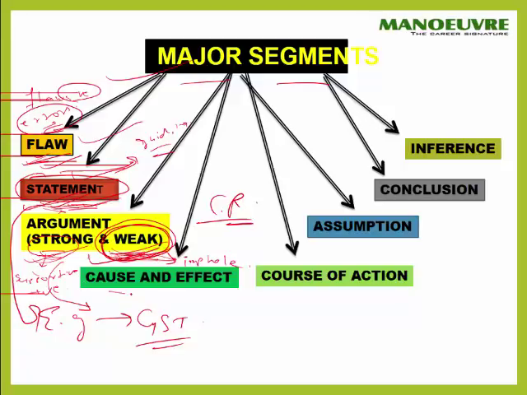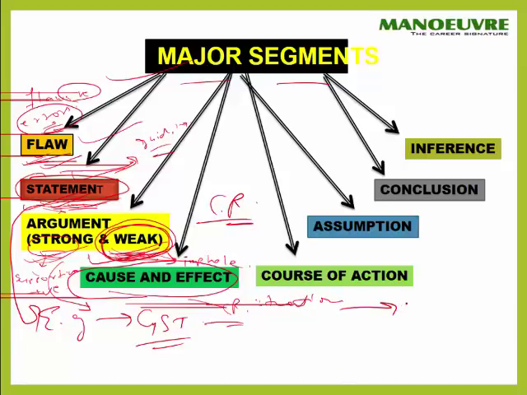Let us see what is cause and effect. Now cause and effect is another type of question that you will come across in your CR part, in your critical reasoning part. What does cause and effect mean? Cause means generally an incident or a particular situation which will lead to another situation, right? One situation is the cause and the other is the effect.